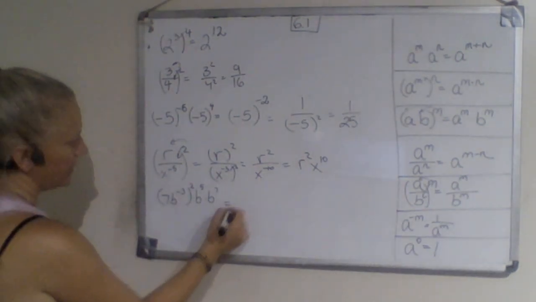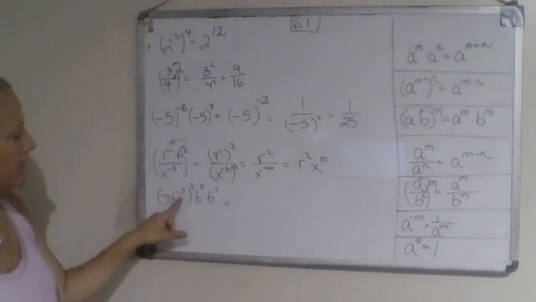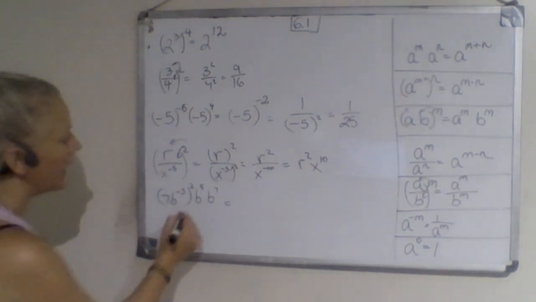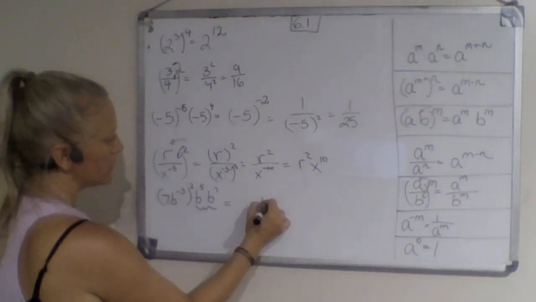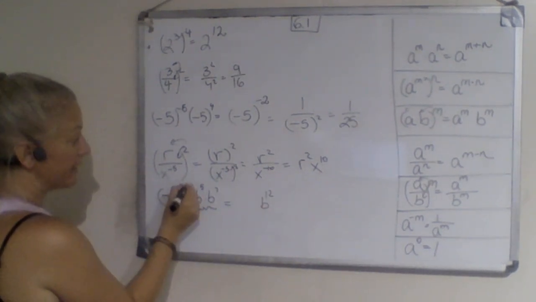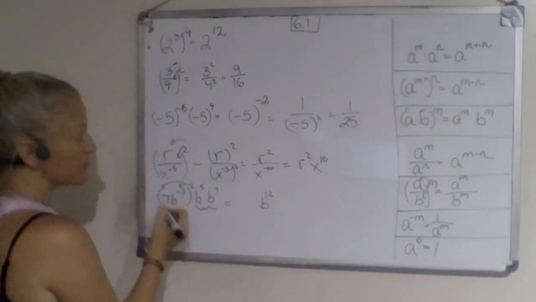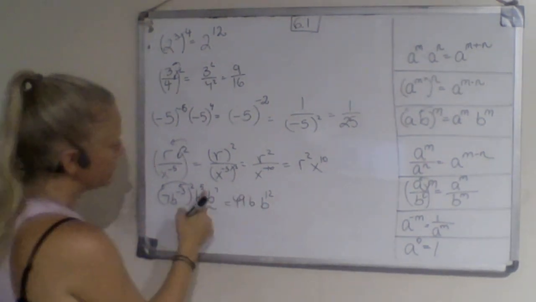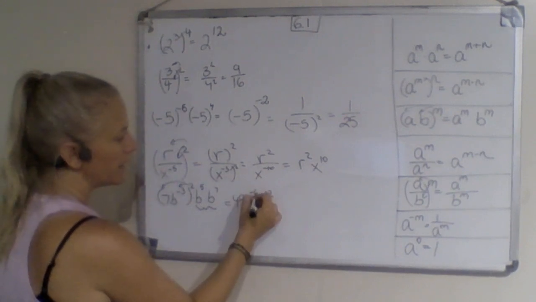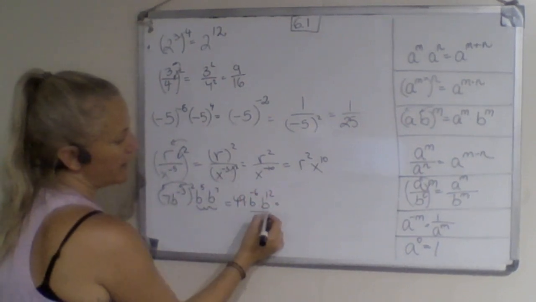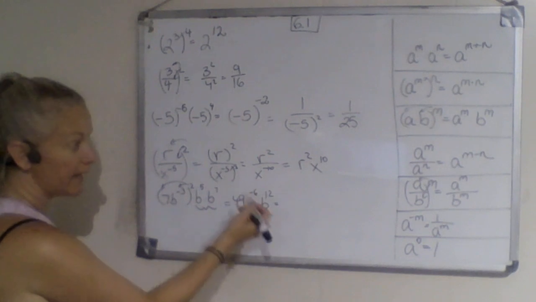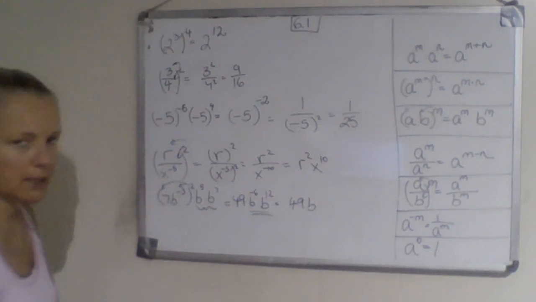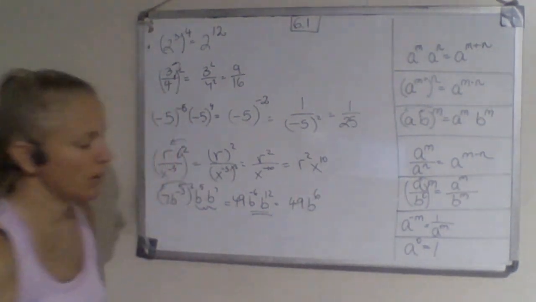The last thing we have here is 7b to the negative third, all to the second, times b to the fifth, times b to the second. I can go ahead and take care of this. This becomes b to the 12th, right? And here I get to distribute this. This becomes 7 to the second, which is 49, times b to the 2 times negative 3, negative 6. Let's not stop. Why? I still have a b and another b. I add exponents. This becomes 49, b to the negative 6 plus 12, to the 6, right?